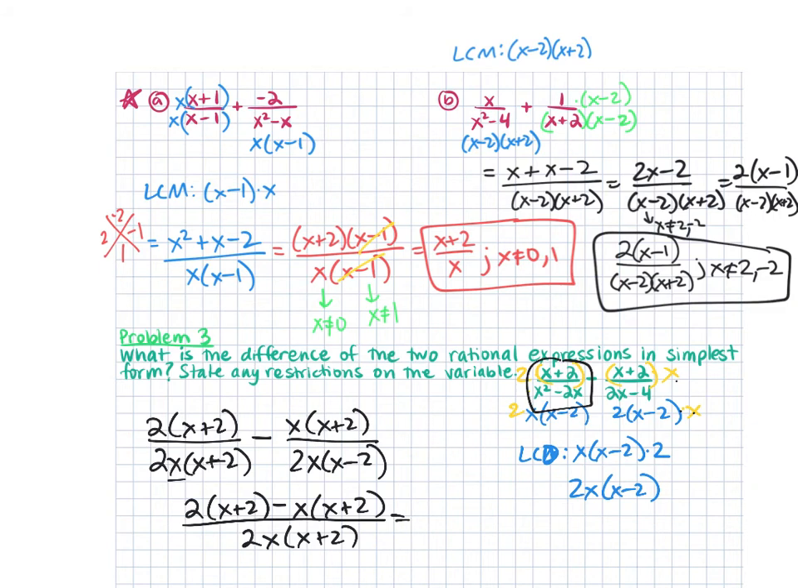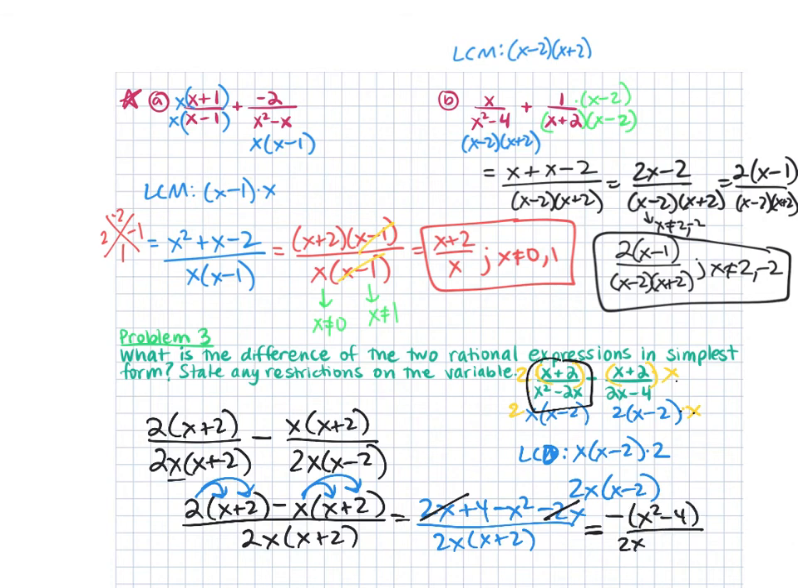Okay, now let's just simplify the top. So 2x, oops, and then 2 times 2 is 4, plus 4, and then minus x times x is minus x squared, and then minus 2x, all over this 2x, x minus 2. Okay, so 2x minus 2x cancels, and this is, let's pull out a negative and make this x squared minus 4. And then this factors to negative x plus 2, x minus 2, over 2x, x minus 2.